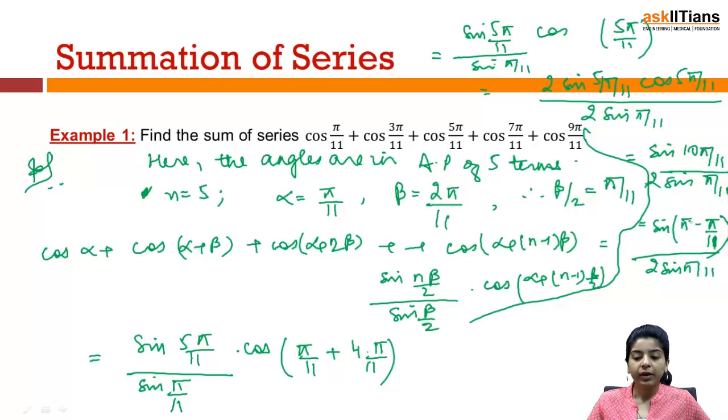So sine pi minus pi by 11: sine 180 minus theta, second quadrant, so positive sign, and at 180 minus theta the trigonometric function does not change. So this becomes sine pi by 11, so this gets cancelled and we ultimately get half. We have the result as 1 by 2.